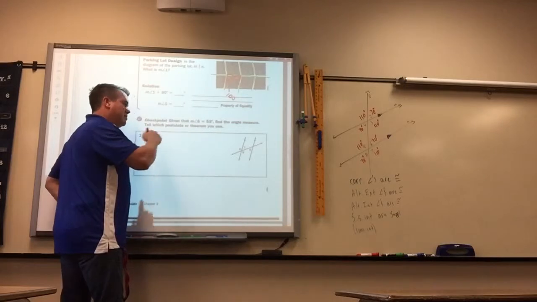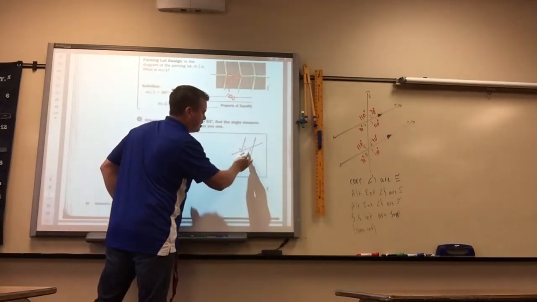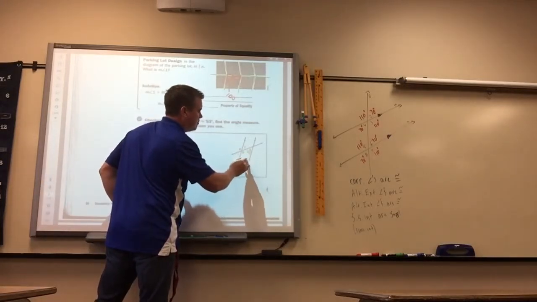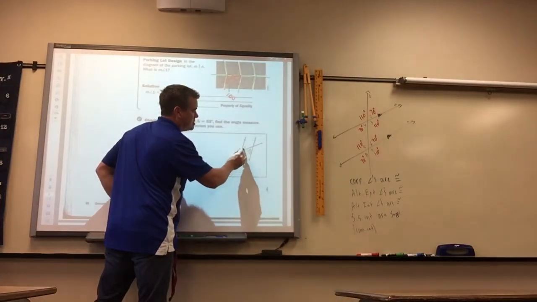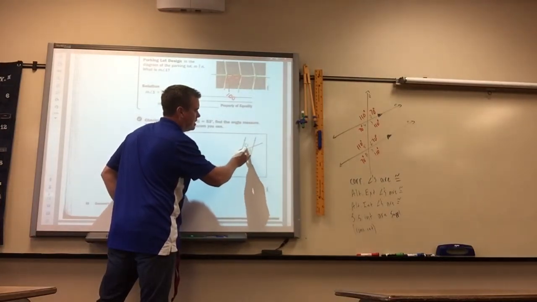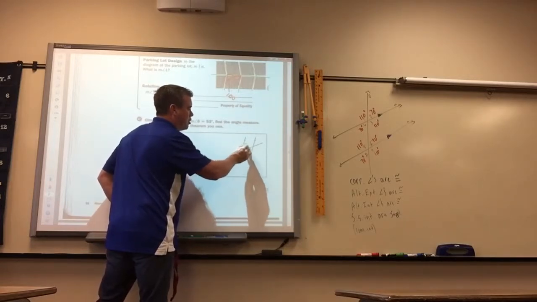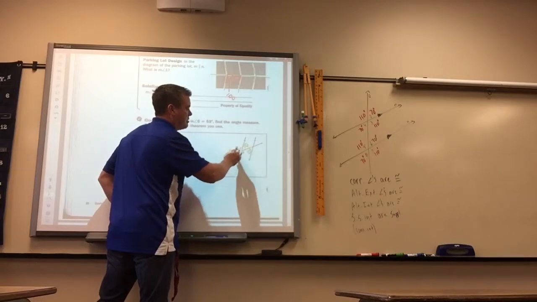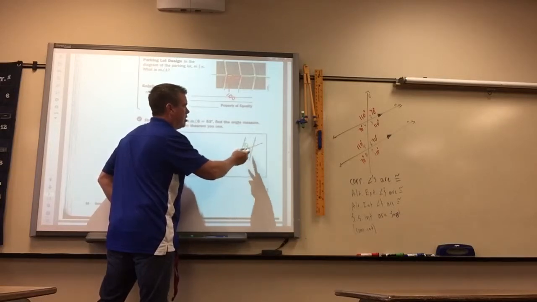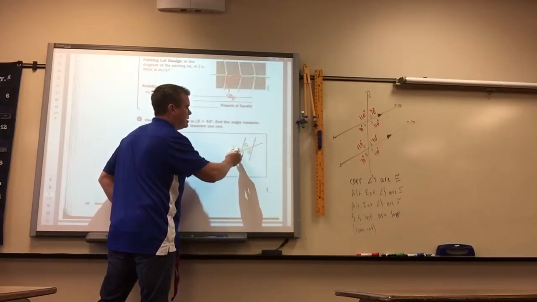So once again, just to make sure you know it, if this is 53 right here, 7 is 53, because it's alternate interior. And then 8 and 9 will be the same, they're both supplements to 7, right? Yeah. 100. So 127.